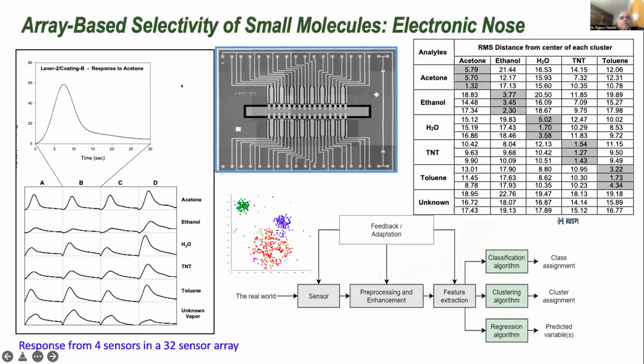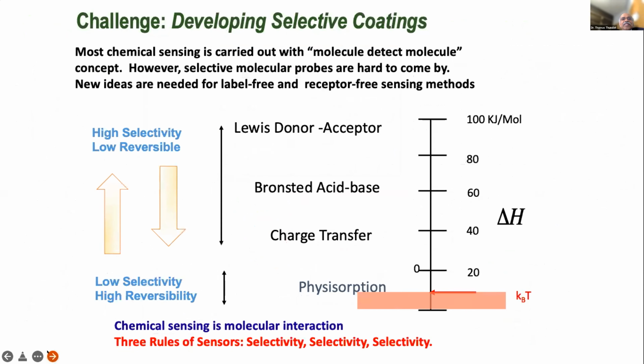And you can expose it to different gases. In this case, all these cantilevers are modified with different polymers or self-assembled monolayers, and I'm showing only 4 of them. You can see responses to acetone, ethanol, water, TNT, toluene, and an unknown vapor. Then you can do machine learning or neural net analysis and different types of pattern recognition, and try to understand what the unknown vapor is. This works for a while until it gets too complex.